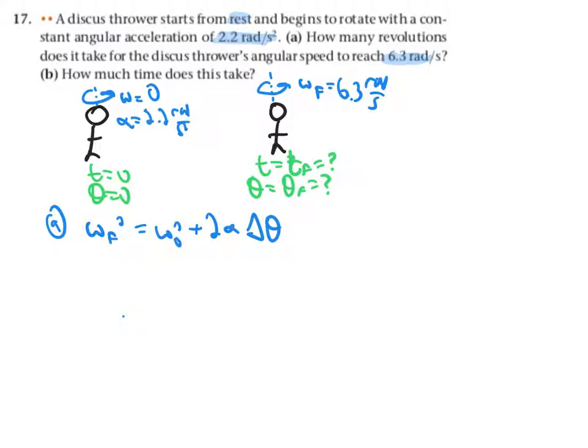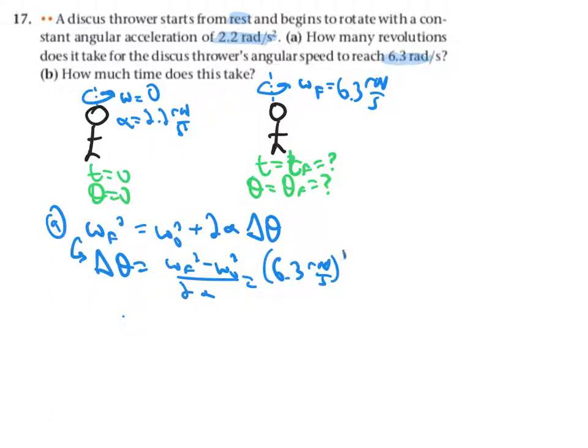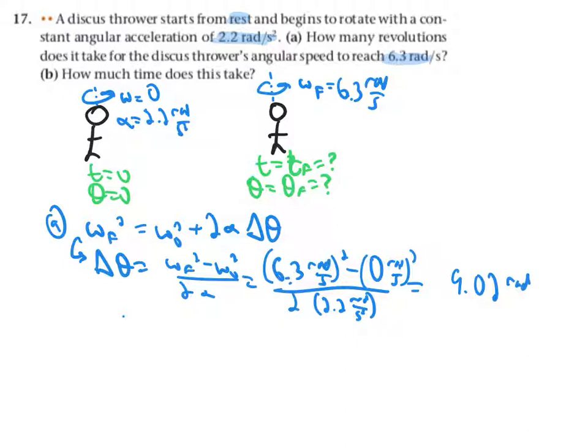delta theta. So we solve this for delta theta, and we say delta theta is omega f squared minus omega 0 squared over 2 alpha, which is 6.3 rad per second quantity squared minus 0 rad per second quantity squared over twice 2.2 rad per second squared. And we end up with 9.02 radians. Sadly, that's not actually what they wanted.